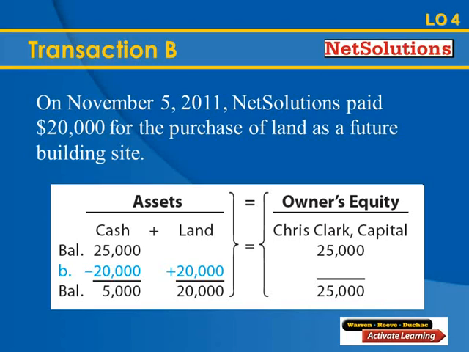There is no effect upon the owner's equity account, Chris Clark Capital, because exchanging one asset for another has no effect upon the owner's claim on assets. The owner's claim on assets is $25,000 both before and after the land is bought by the business.